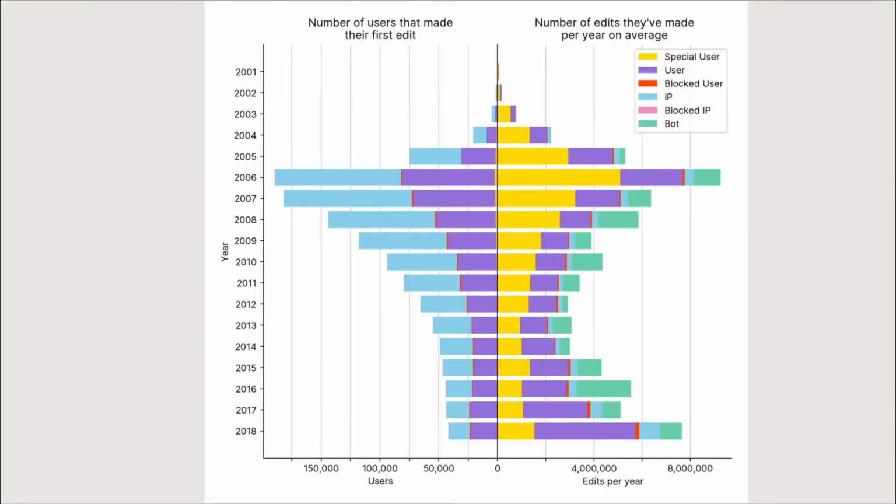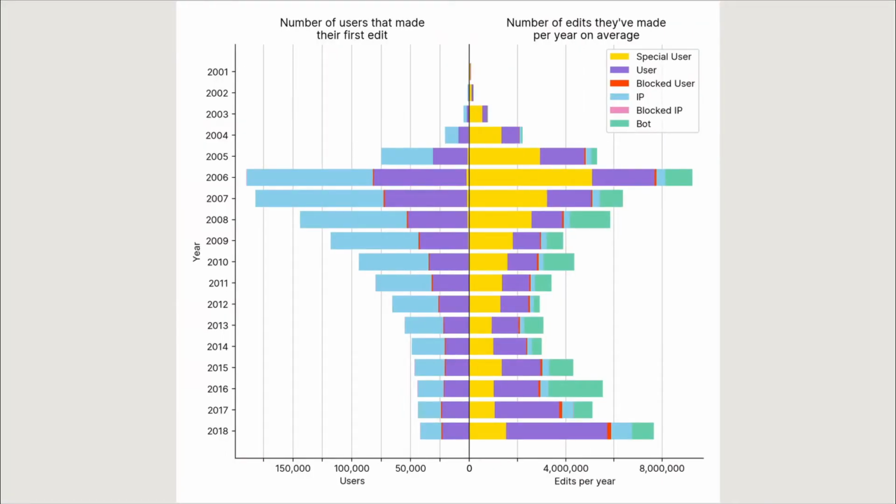We now consider this novel chart which shows the impact of users that started editing each year. The bars on the right of this graph show the average edits per year that they have made. This allows us to see the outsized role of special users that started editing in 2006. They make more edits per year on average than all groups of users combined that started editing in 2009 to 2016.